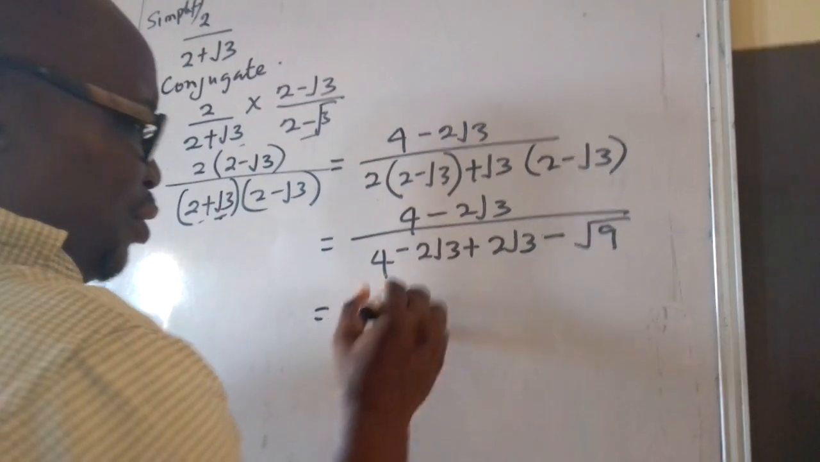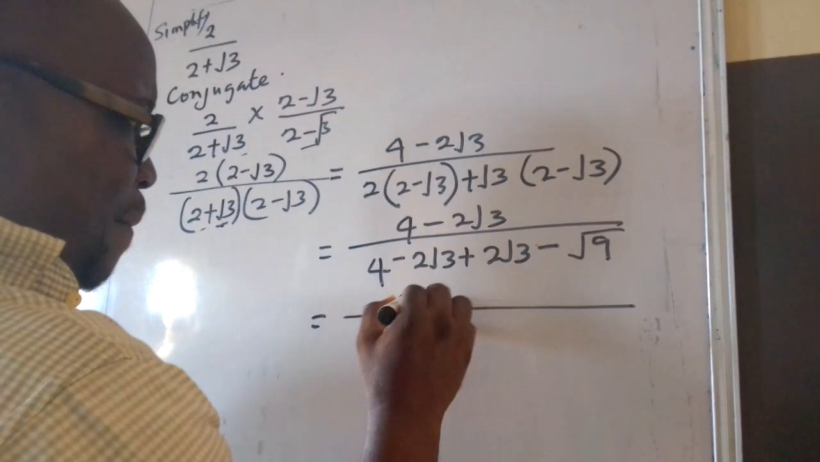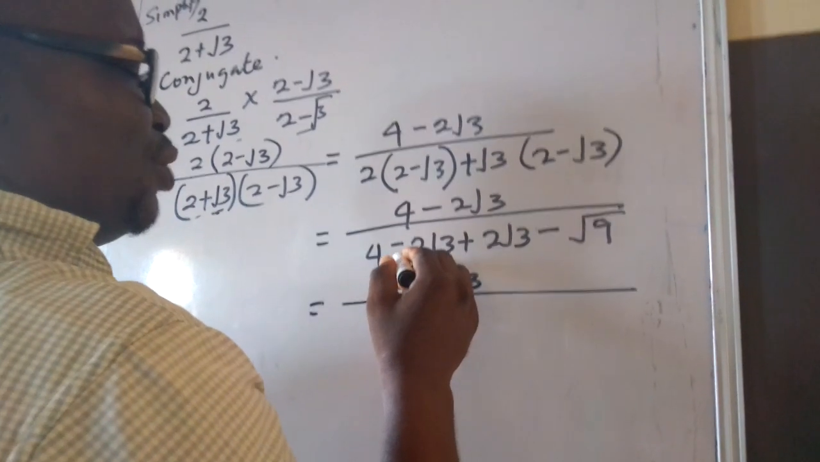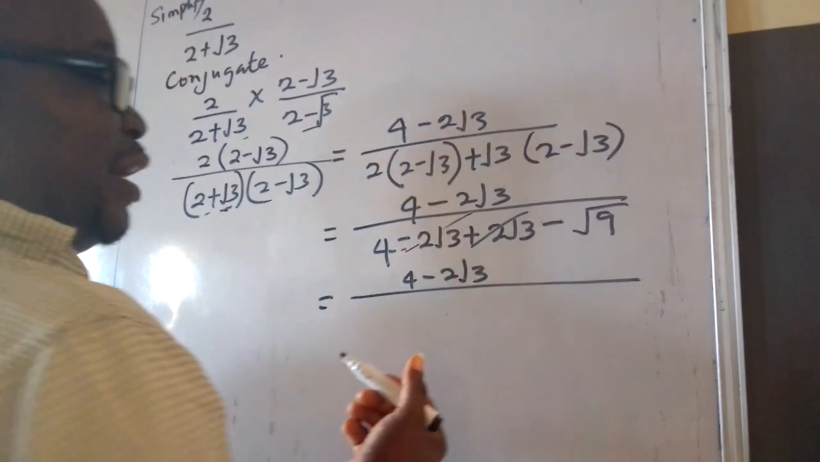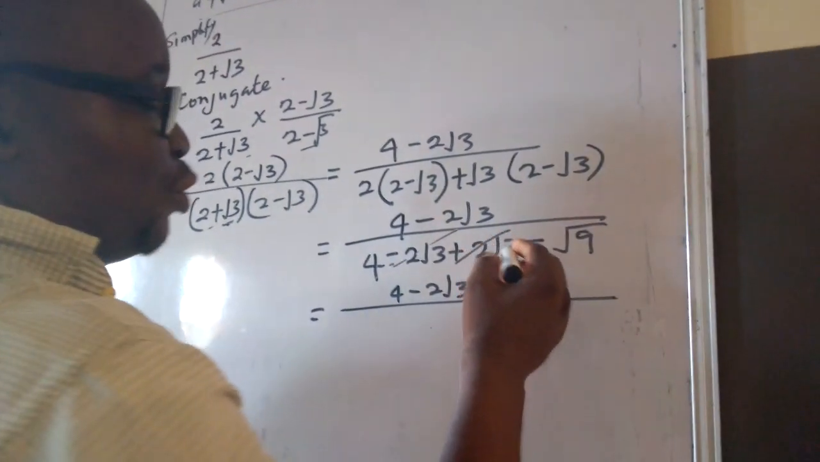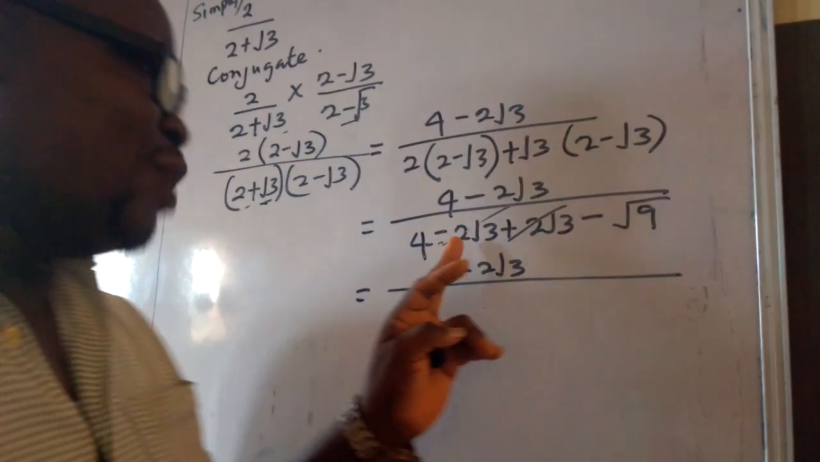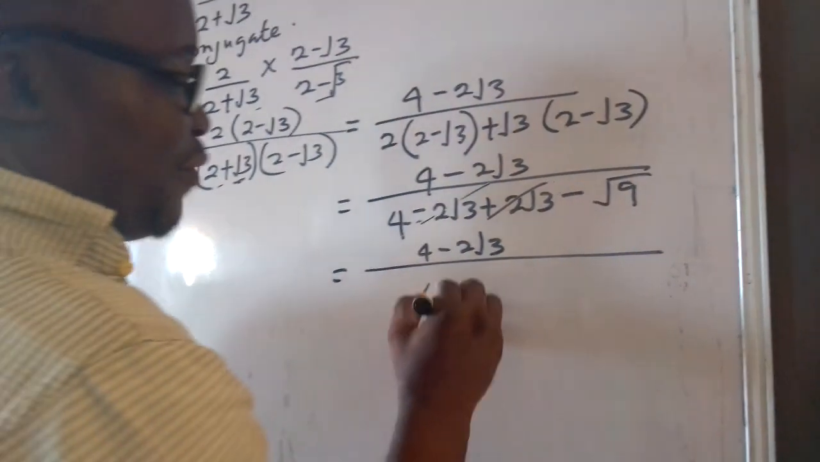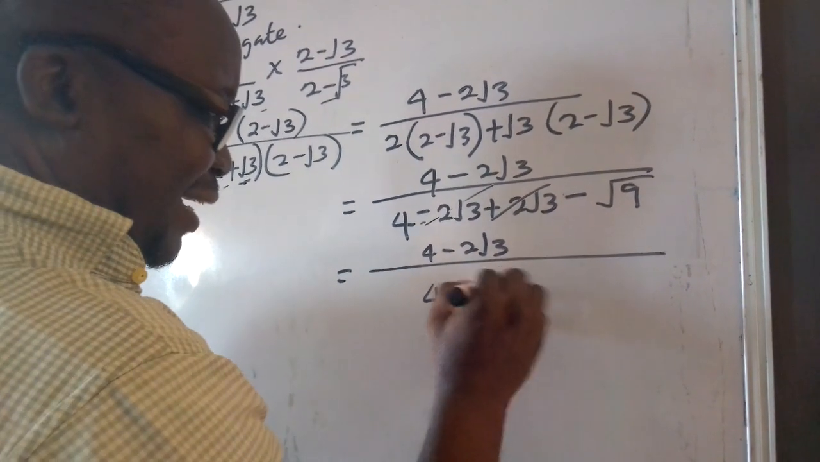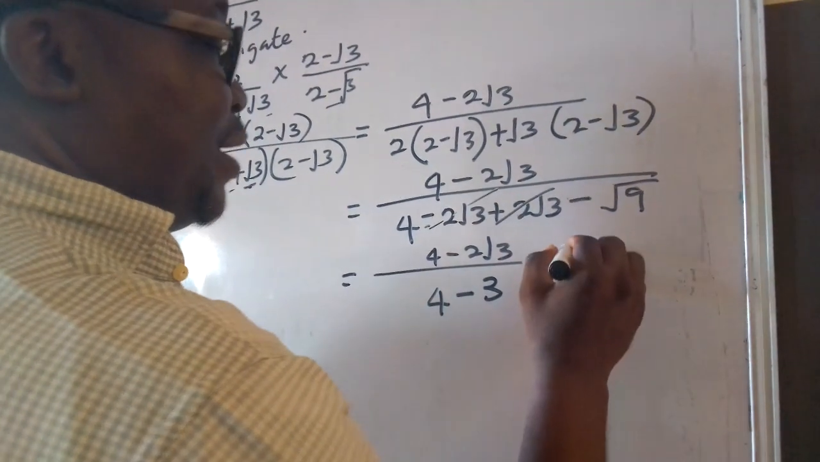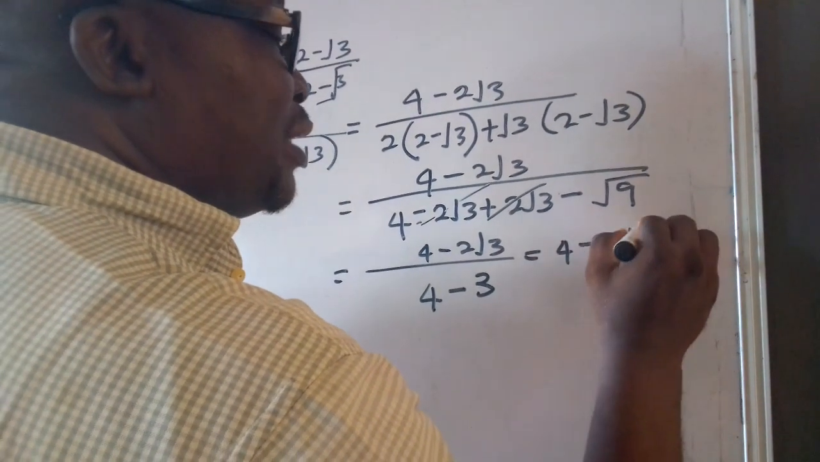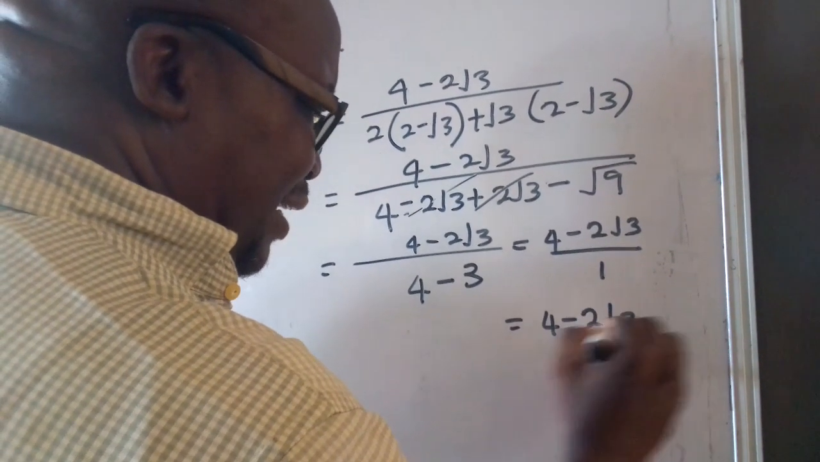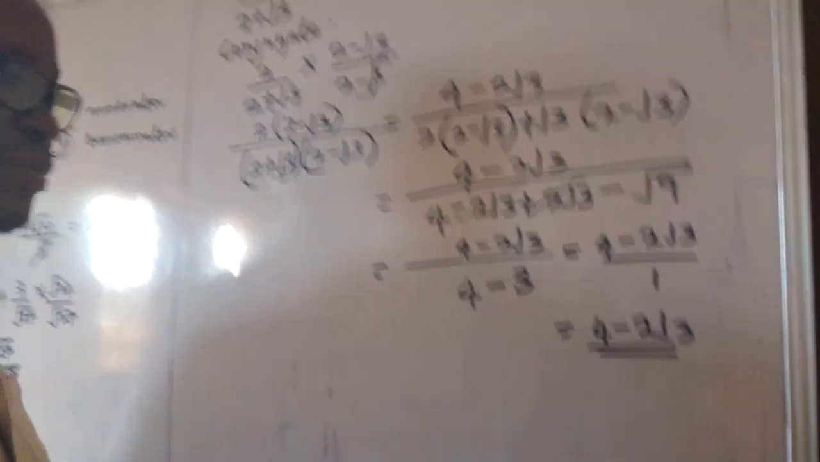So I continue. 4 minus 2 root 3 is still here, my numerator. Denominator: minus 2 root 3, cancel that. Minus 2 root 3 plus 2 root 3 gives me 0. You know I told you minus is what you are owing. This you have. So when you pay, you have 0. So what will be remaining here will be 4 minus 3. So my final answer therefore will be 4 minus 2 root 3 all over 1, which is saying 4 minus 2 root 3. That is how conjugation is all about.